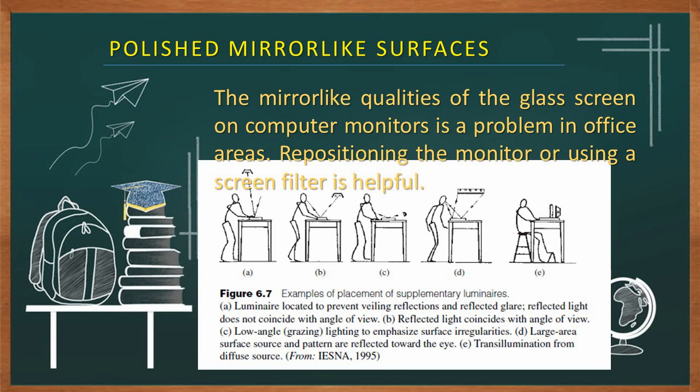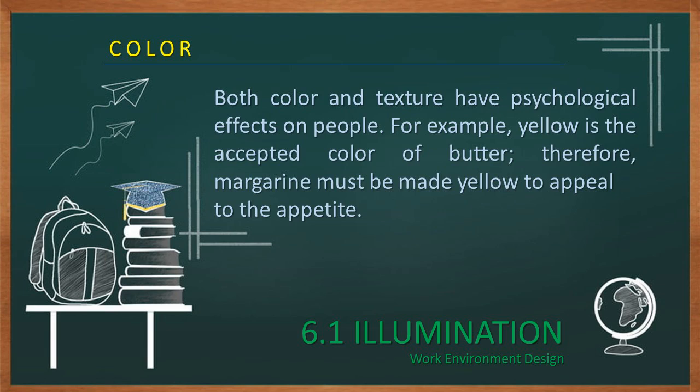Typically, most jobs will require supplementary task lighting. This can be provided in a variety of forms, depending on the nature of the task. See Figure 6.7. Both color and texture have psychological effects on people. For example, yellow is the accepted color of butter, therefore, margarine must be made yellow to appeal to the appetite.